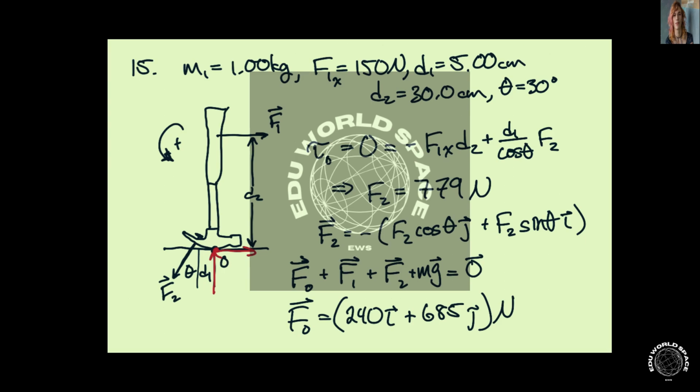And we can plug everything in, and we get that F naught has a magnitude of 240 newtons in the horizontal direction and 684 newtons in the vertical direction, which is again different from what they get in the book, but I think they interpreted this in some other way that's not quite what the picture shows.